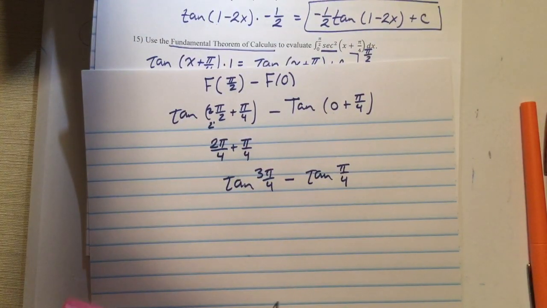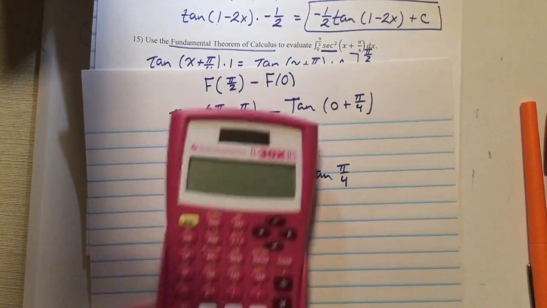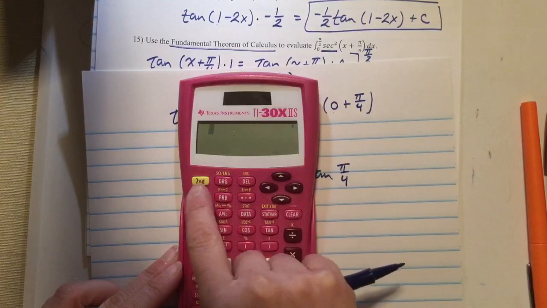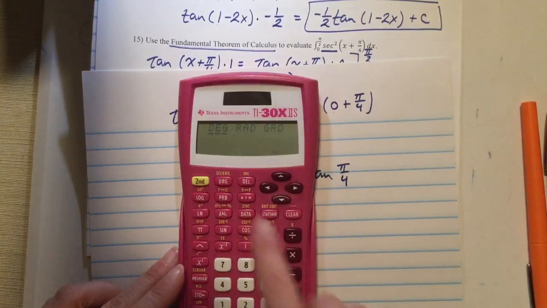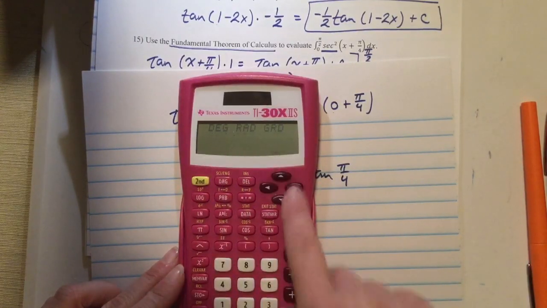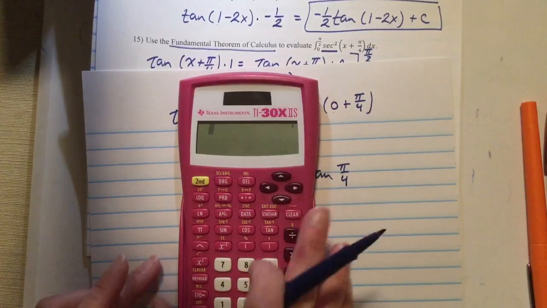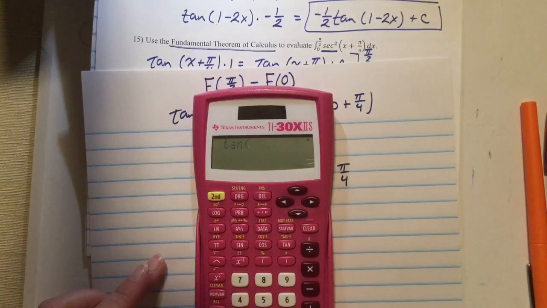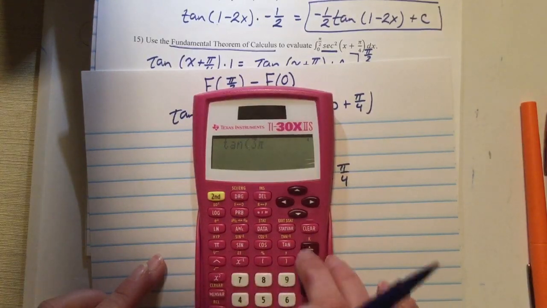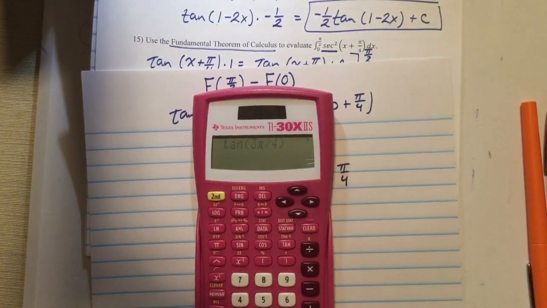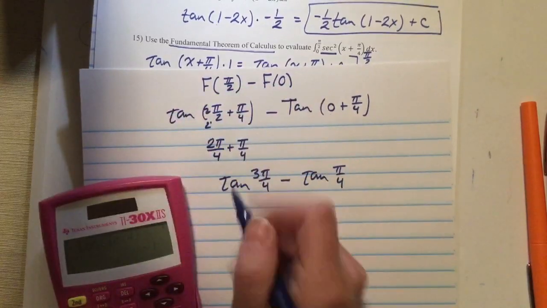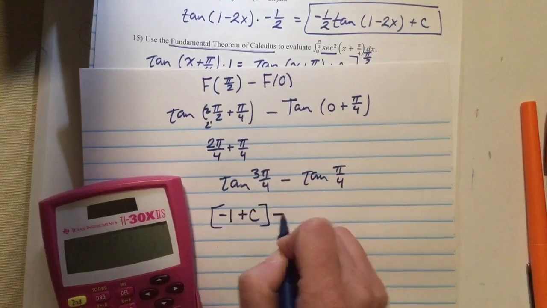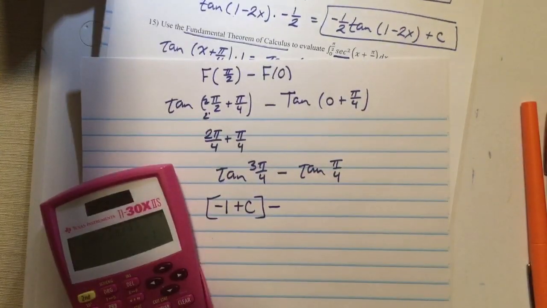Again, I said if you have your calculator, we are in radians here, so you want to make sure that your calculator is in radian mode. So remember, it's right next to that second key, you hit that DRG. Right now I'm in degrees. I want to go into radians. So I'm going to go ahead and go tangent. It opens a parenthesis for me. I want 3 pi over 4. If I hit enter, I get -1. So this is -1 plus c. That's what happens when you put in pi over 2.